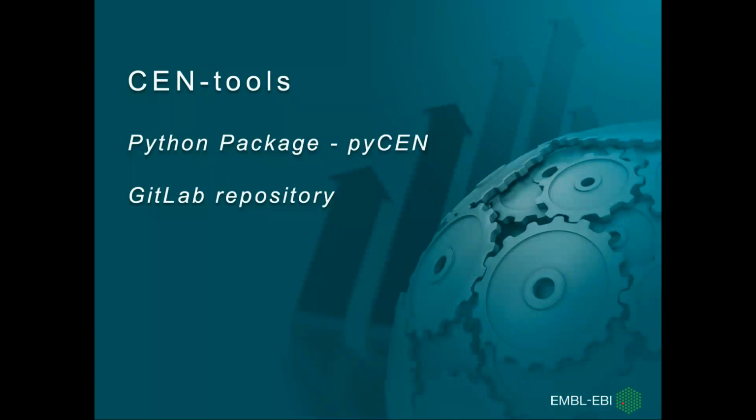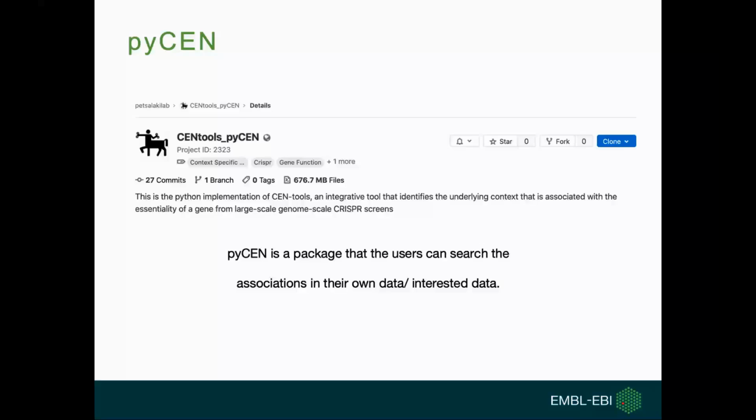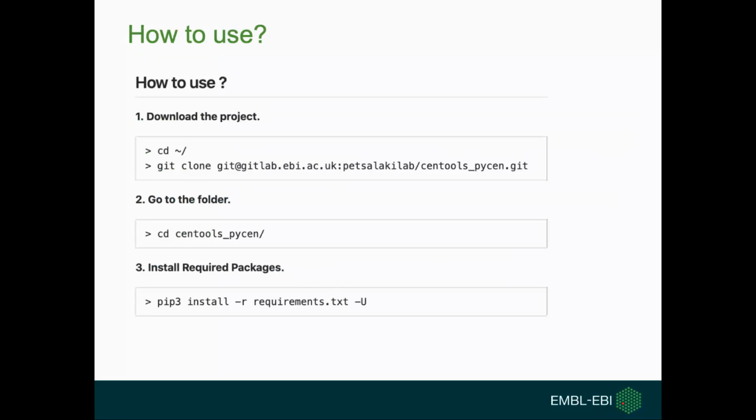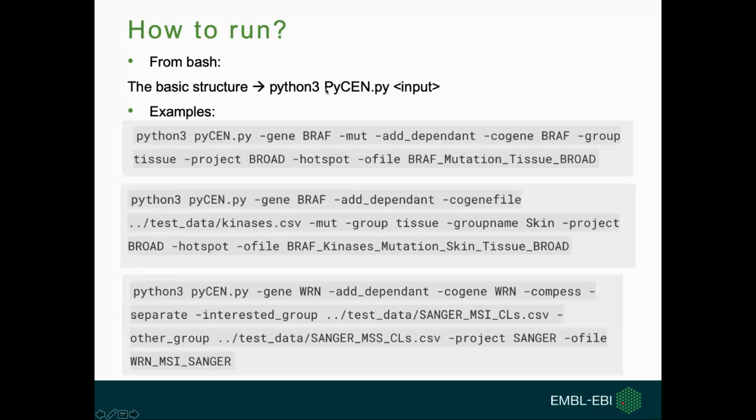I would like to mention a little bit about it, which is PyCen, and it's in our GitLab repository. PyCen gives users the opportunity to search their own data to find associations. So how can you use this package? You can simply download it from GitLab, install the requirements, and then use it like python3 PyCen and the input. These inputs are written in detail in our README file, but I will give a few examples.